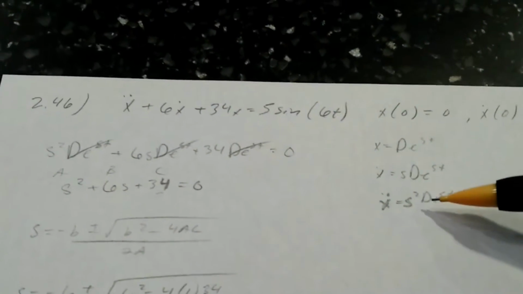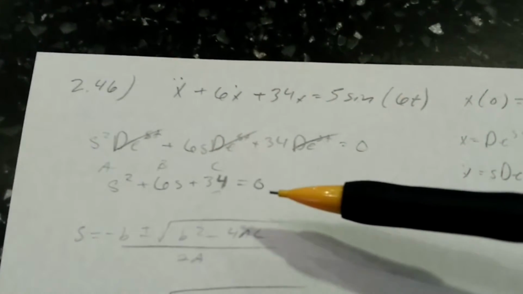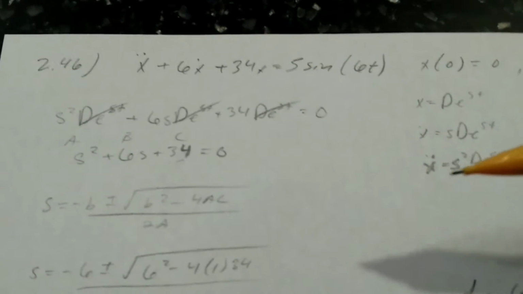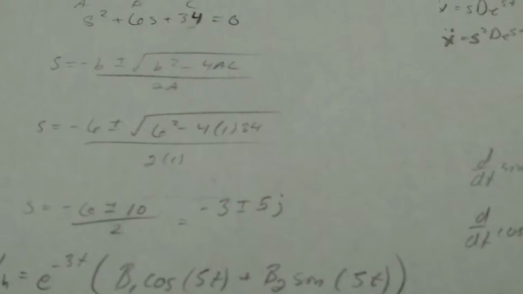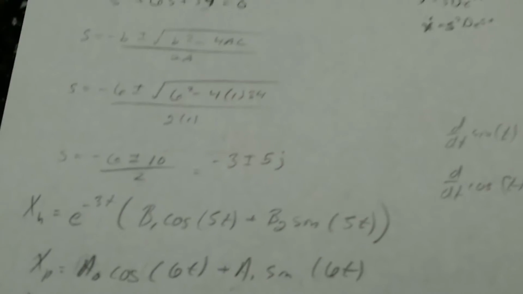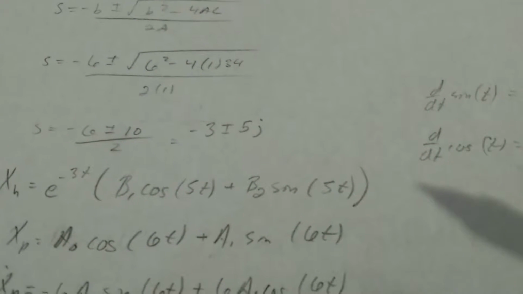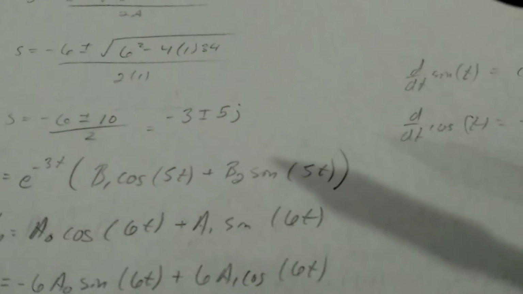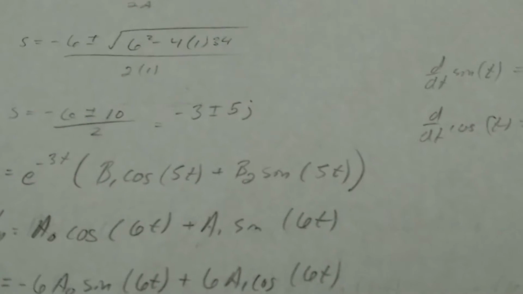But as we input these into the equation, we can cancel out like terms and generate a new equation, s squared plus 6s plus 34, which we can then use the quadratic formula to find our roots. After some math here, we get negative 3 plus or minus 5j. And as we put that back into our homogeneous equation, we get this solution. And we'll use this later, once we find our particular solution, to find these coefficients of b1 and b2.